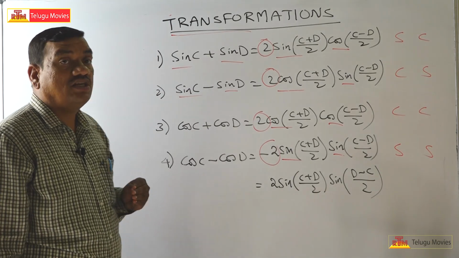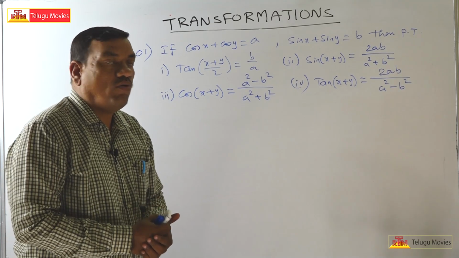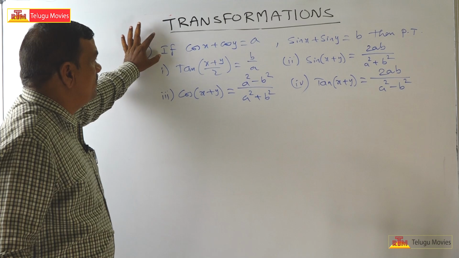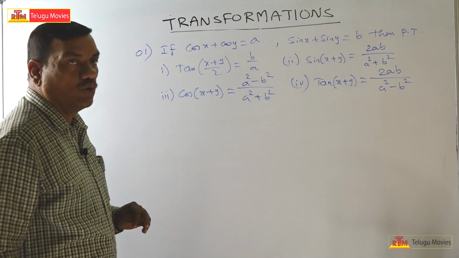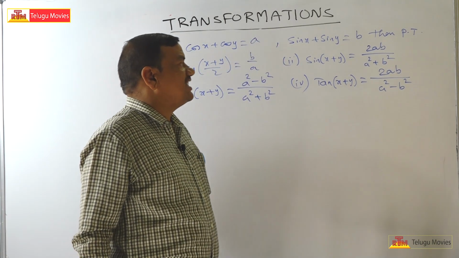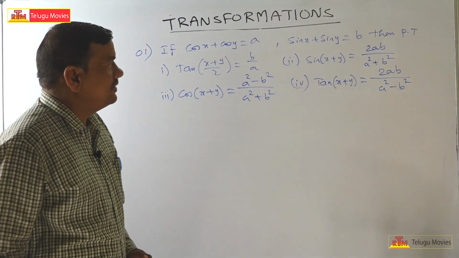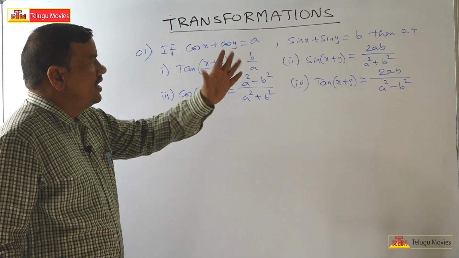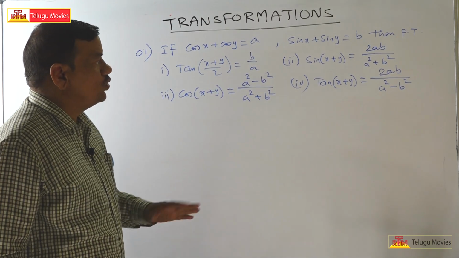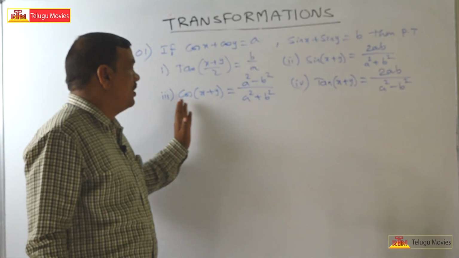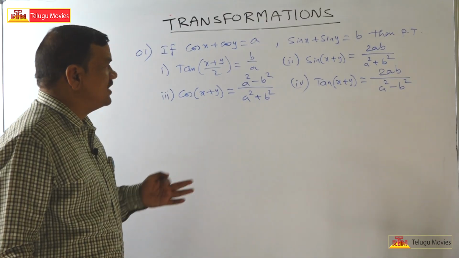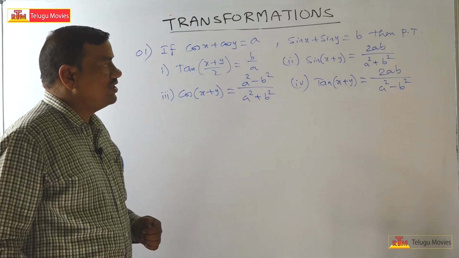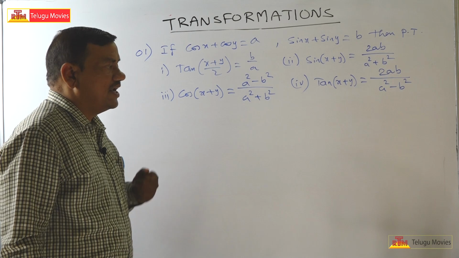Now let us see some more concepts. We have one very beautiful problem here. The problem is: if cos x plus cos y is equal to A and sin x plus sin y is equal to B, then prove that tan of (x plus y) by 2 is equal to B by A, sin of (x plus y) is equal to 2AB upon A squared plus B squared, cos of (x plus y) is equal to A squared minus B squared upon A squared plus B squared, and tan of (x plus y) is equal to 2AB upon A squared minus B squared.